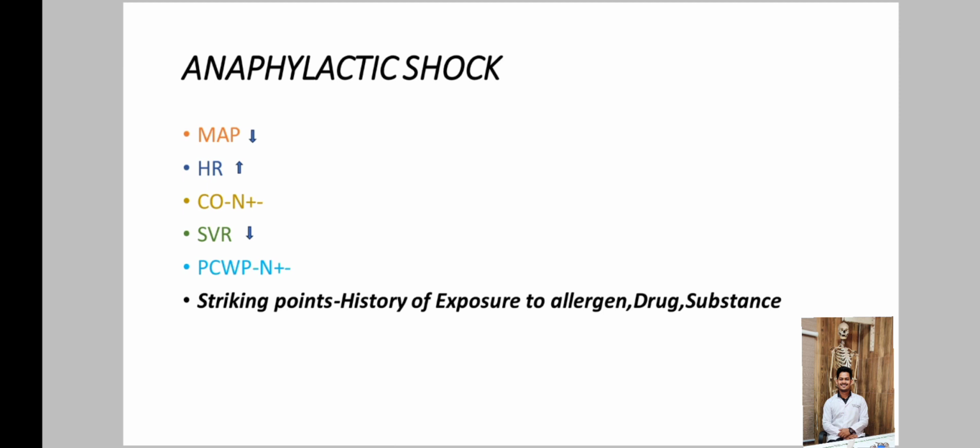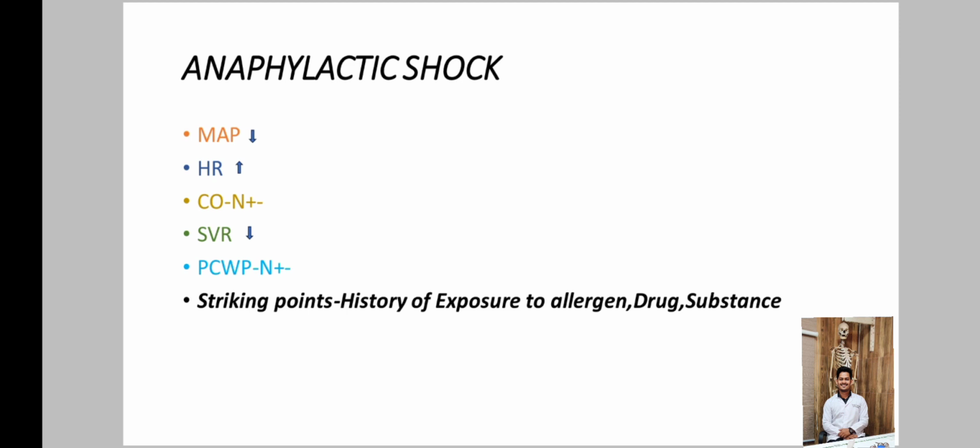What happens in anaphylactic shock? There will be a history of exposure to an allergen, drug or substance. So this is a type 1 hypersensitivity reaction. Which cell is responsible for anaphylactic shock? Yes, it is the mast cell. And which mediator is important in case of anaphylactic shock? Yes, it is mainly the histamine and other vasodilators.